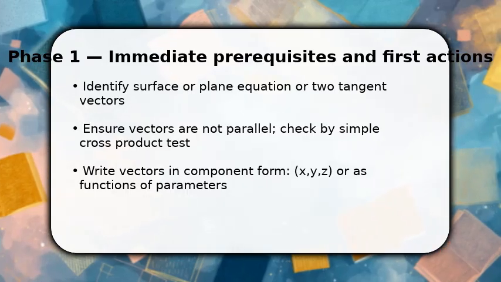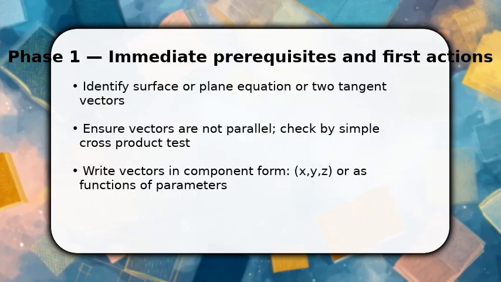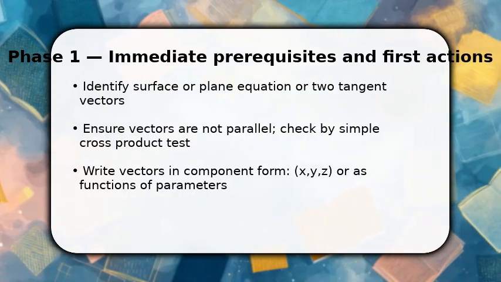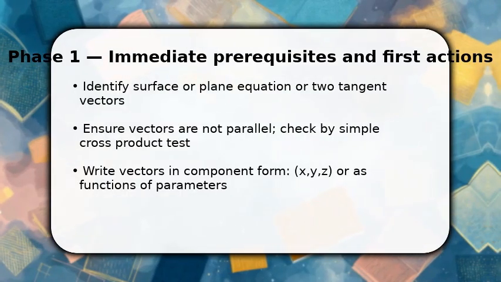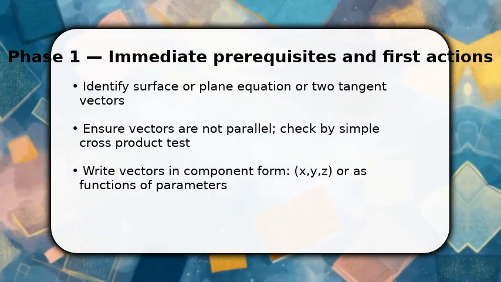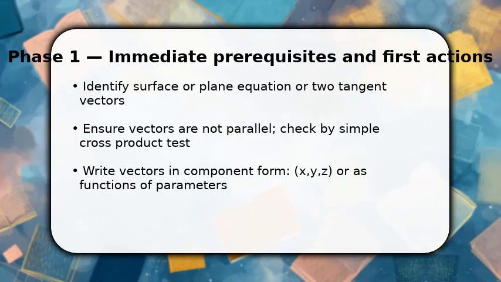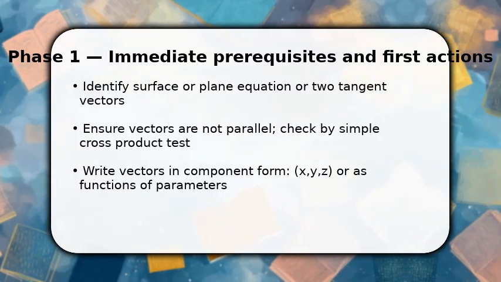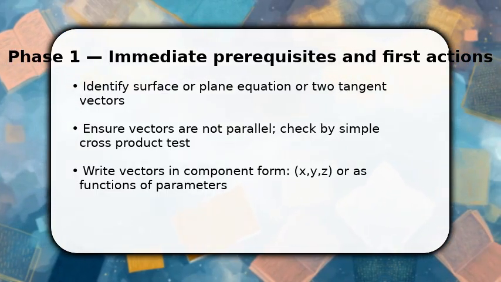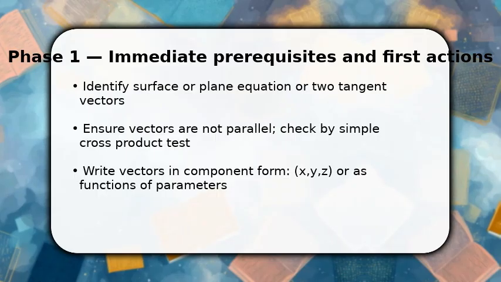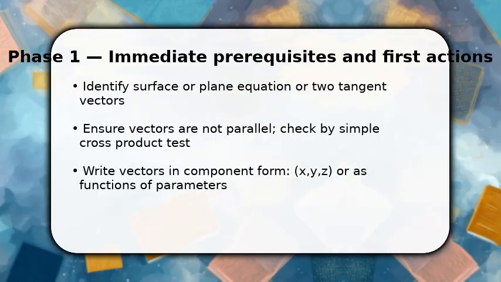You already have the surface's two direction vectors. Start now by writing them in component form. For example, A1, A2, A3, and B1, B2, B3. Once done, make sure the vectors are not parallel, because parallel inputs give zero normals, so check quickly by testing proportionality. You do this because the normal must be perpendicular to the surface.